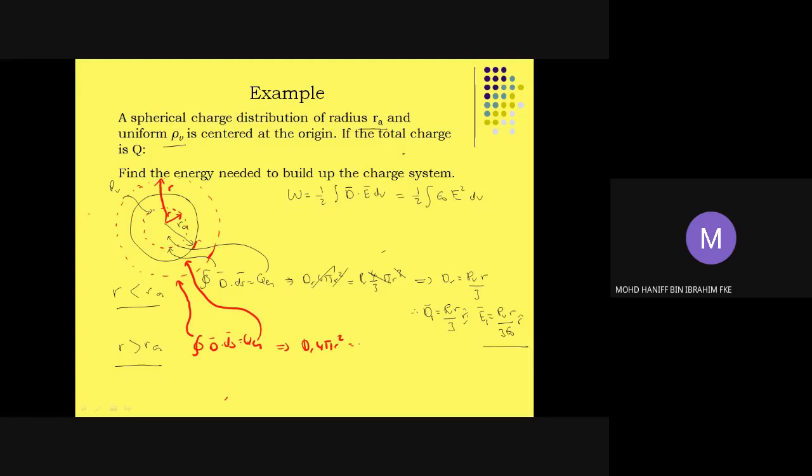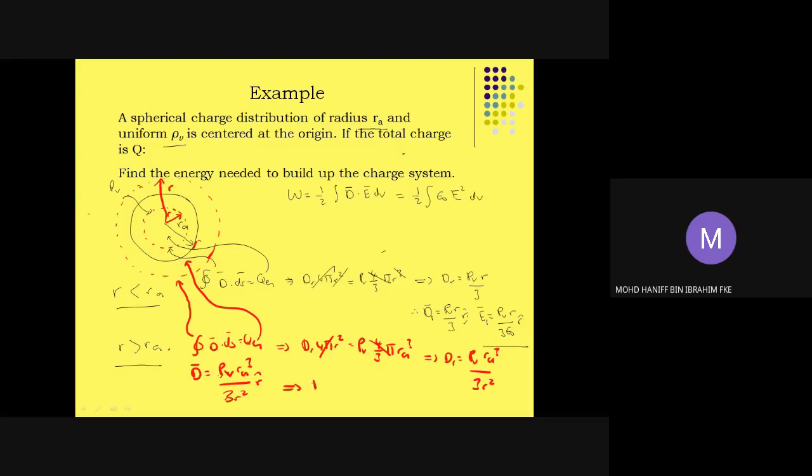So your enclosed charge will be rho v 4 over 3 pi RA to the power of 3. The 4 pi can be cancelled out, so we are left with D r equals rho v RA to the power of 3 divided by 3 R squared. In terms of the vector, D shall be equal to rho v RA to the power of 3 divided by 3 R squared, in the direction of R.